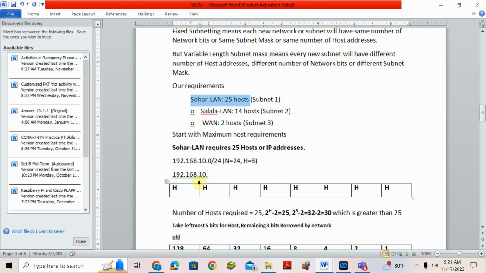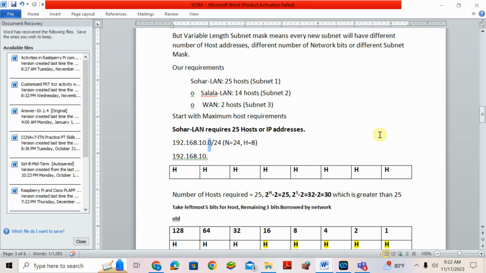So 192.168.10. As I told you, subnetting means take more bits for network from the host. So what I will do, I am not touching the network part. Network part is the first 3 octets, right? 24, so 8, 8, 8. This part I am not touching. I am taking the last part, the host part. So take the 8 bits, the 8 host bits.